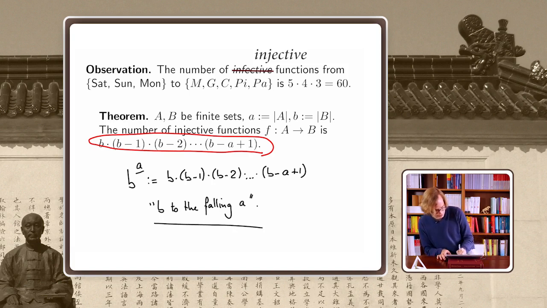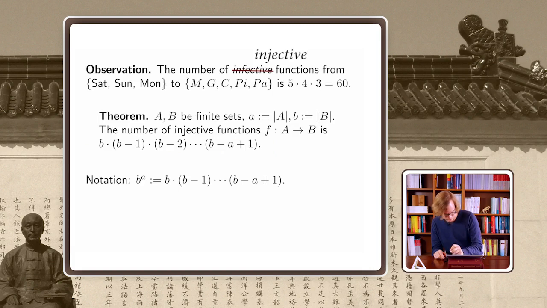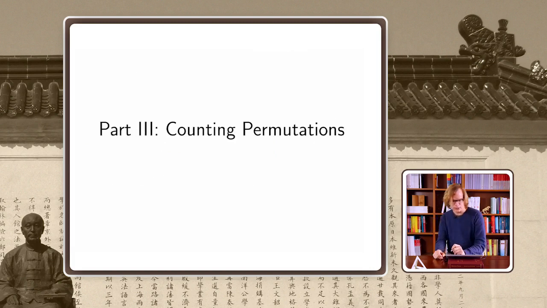All right. So get used to this notation. It's actually quite useful in enumerative combinatorics. So we have proved the number of injective functions from A to B is B to the falling A. All right, so in part 3 I want to count permutations.